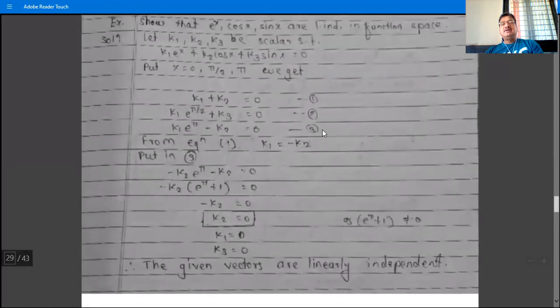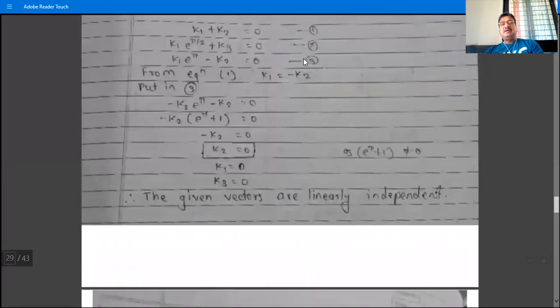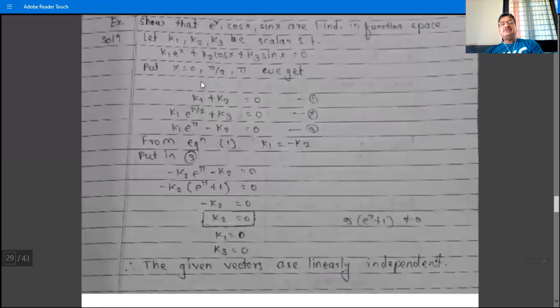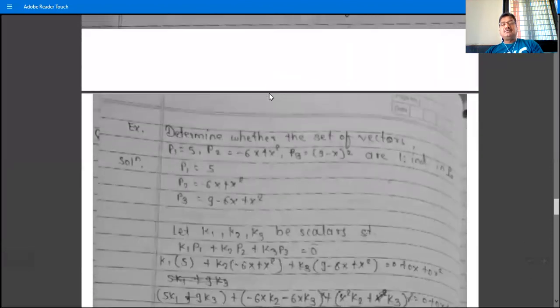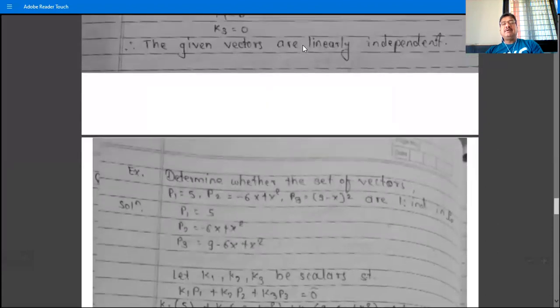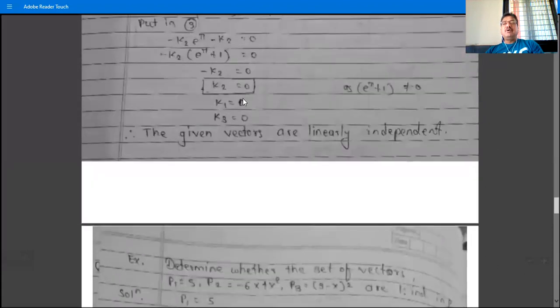So this is a somewhat different problem on linear dependence and independence. That is why I have to find the three equations by substituting x is equal to 0, pi by 2 and pi. The given three vectors are linearly independent because the values of all scalars are equal to 0.